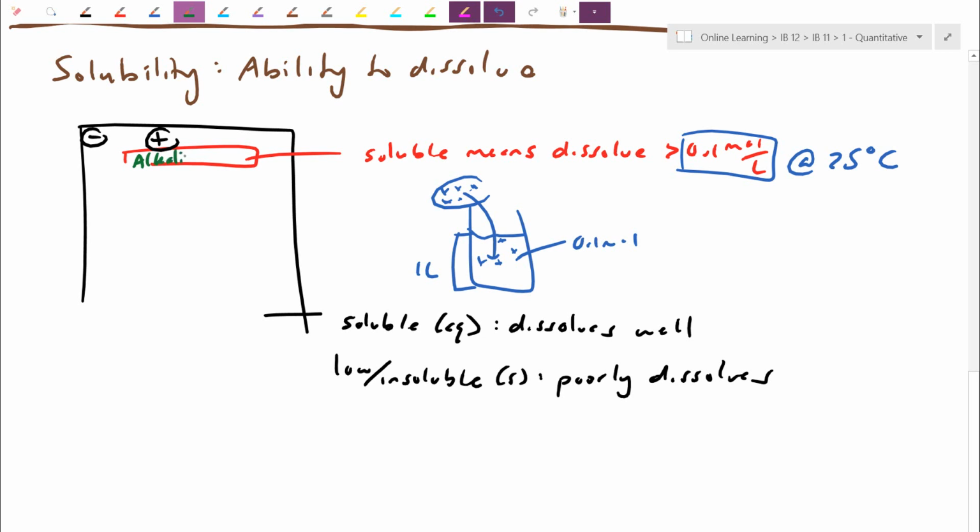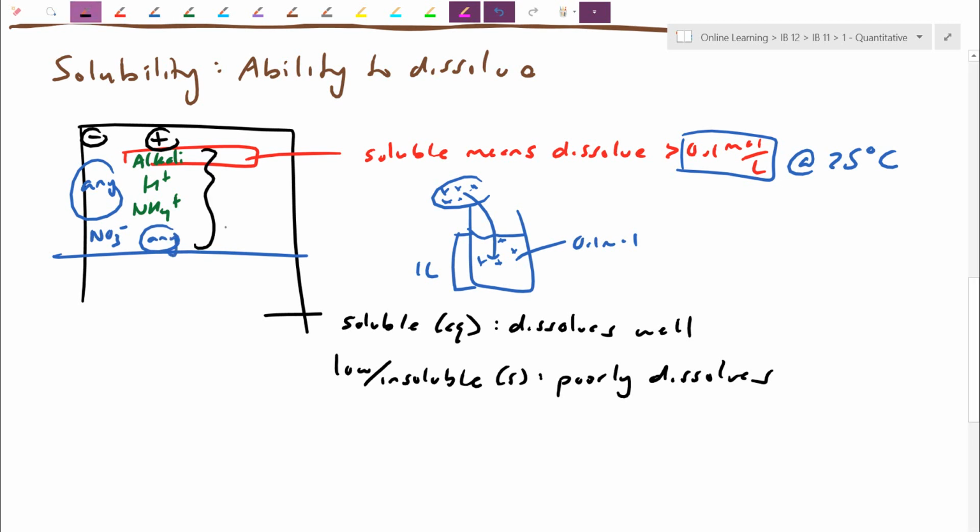We're looking at salts made from alkali ions, H+, and ammonium. Those salts are always soluble. For the anions, nitrates are always soluble. I would definitely memorize these ones. So alkalis with any negatives, or this anion with any positive, those are always soluble. Don't even bother checking the solubility chart. These ones dissolve really, really well.